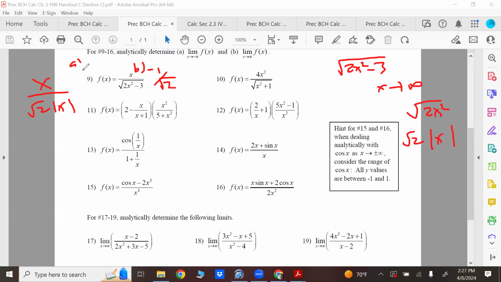Negative 1 over root 2. And for part A, it should be 1 over root 2. Is that what you guys got? Yeah, I should have realized that. Because remember, when you do square root of a square term, that actually becomes an absolute value. And again, since you're approaching infinity for x, anything connected to the leading term becomes negligible.